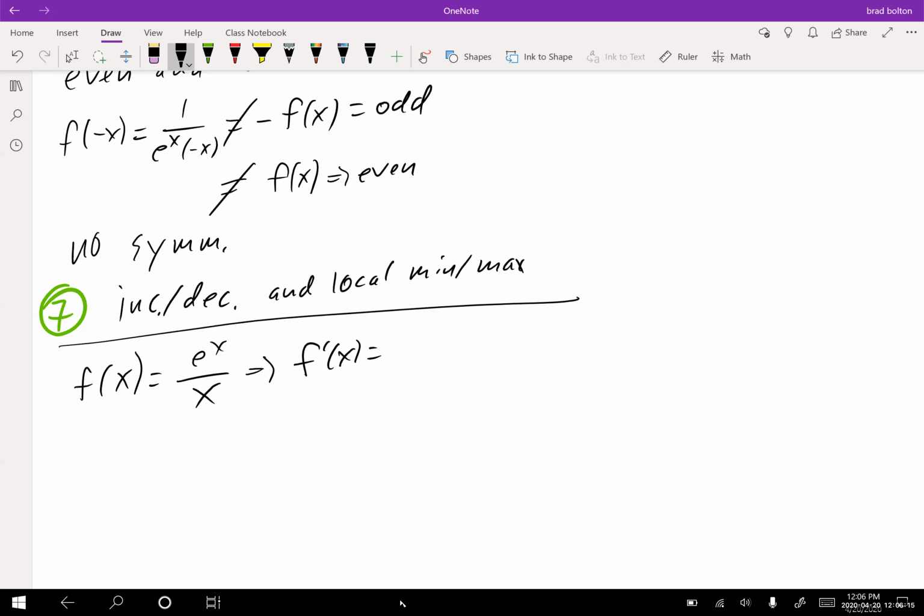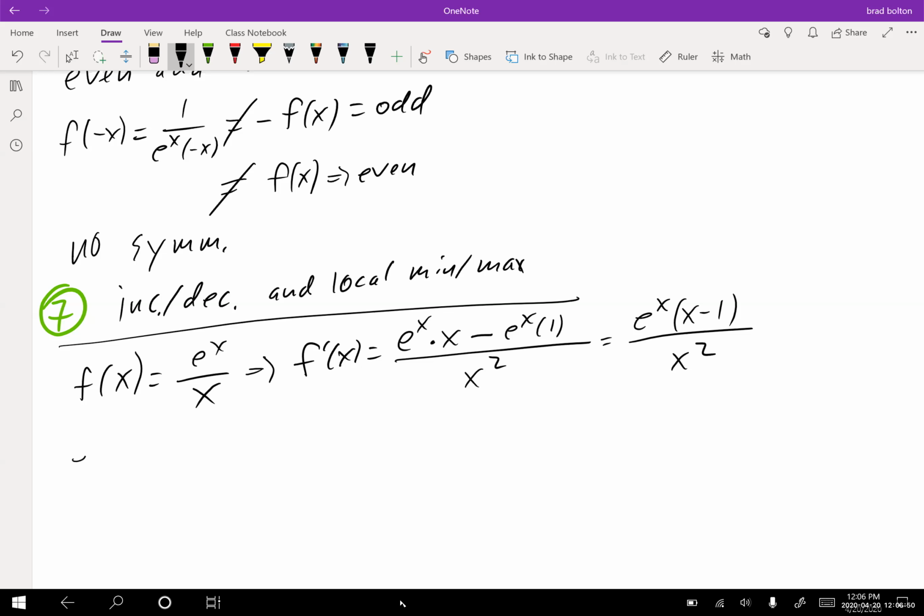All right, so hopefully you guys have done the quotient rule, and you have e to the x times x minus e to the x times the derivative of the denominator, which is 1, over x squared. So if I factor a little, I have e to the x times x minus 1 all over x squared. Okay, so remember, to find your critical numbers, like from 4.3, we're going to have to set the denominator and the numerator equal to 0 and find out when the derivative is 0 or does not exist.